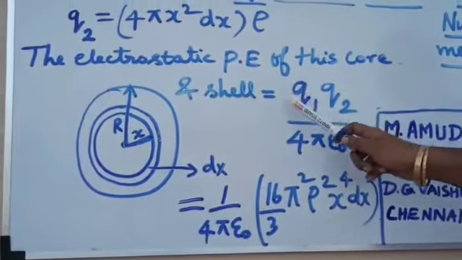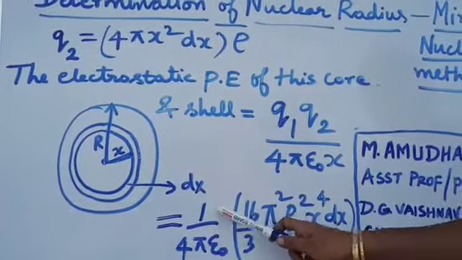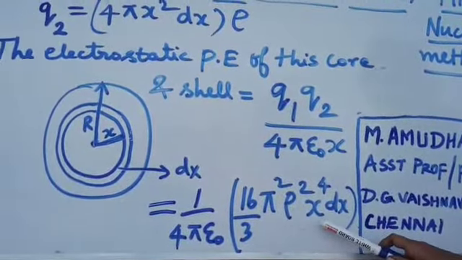Now substituting the expressions for q1 and q2, finally we get this expression: 1 divided by 4π ε0 times 16/3 π squared rho squared x to the power 4 dx.